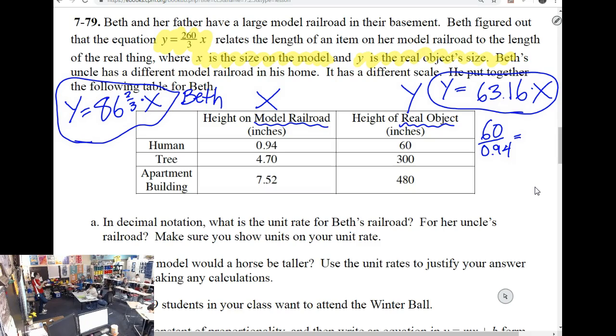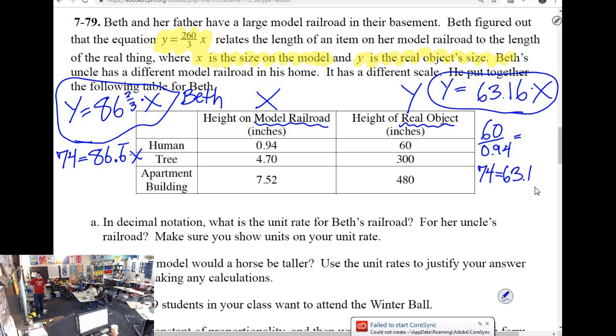Yeah. Pick something. I'm going to pick myself. I am 74 inches tall. If I were to drop down into Beth's model, how tall would I be? Or if I were to drop down into her uncle's model, how tall would I be? So we got to do the math. Octavio, that's not helping us do the math.